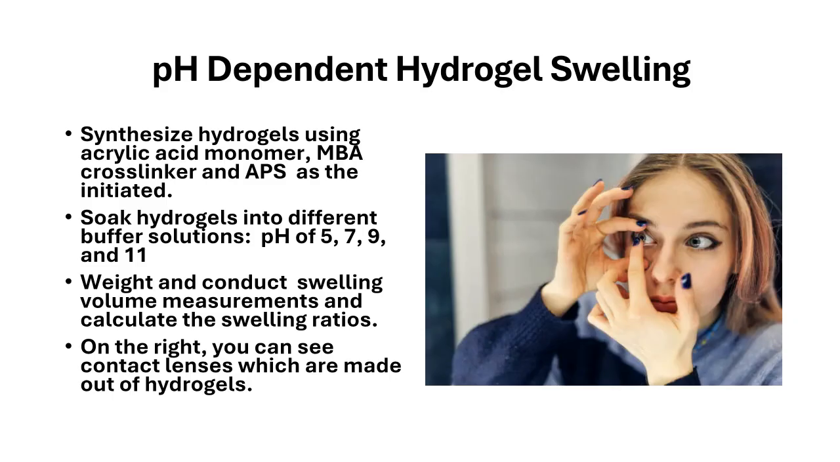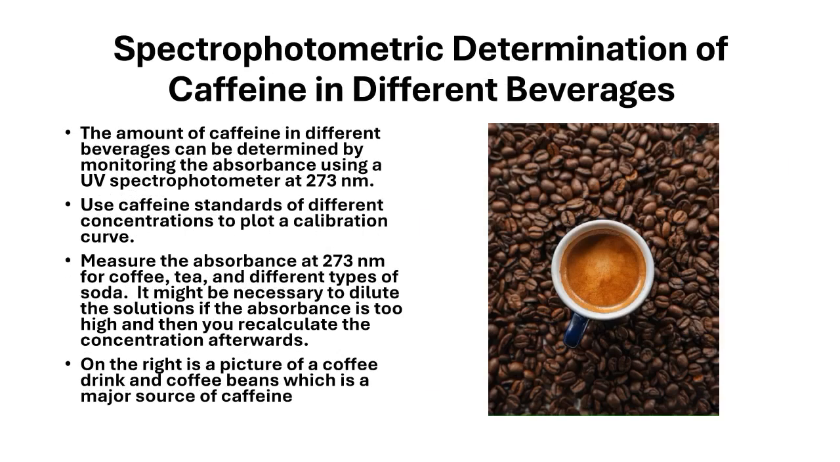in her eyes. First, a calibration curve is plotted for caffeine standards of different concentrations using a spectrophotometer and monitoring the UV absorbance at 273 nanometers. The absorbance versus concentration plot is used for determining the concentration of caffeine in unknown samples. This results in a linear calibration curve. The coffee, tea, and different soda samples are analyzed using the spectrophotometer at the 273 nanometers wavelength.